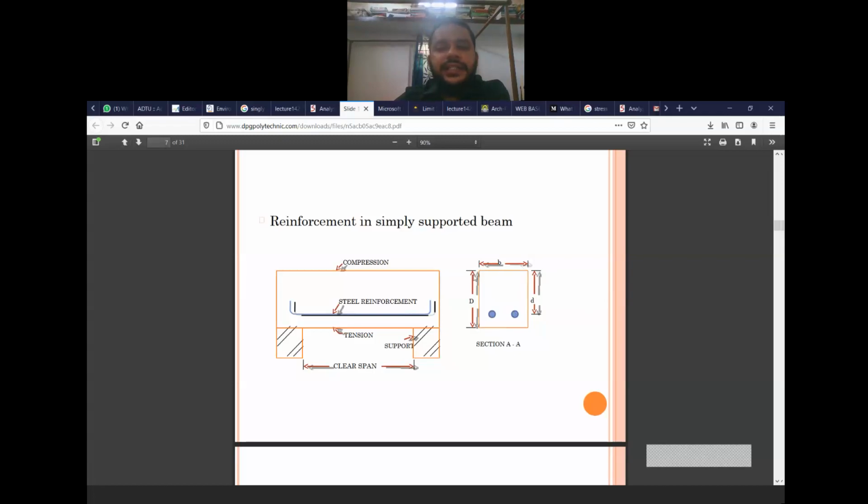Yes, capital D is the total depth, that means the overall depth from the top to the bottom. Capital D means your overall depth from the top to the bottom. But what is this small d? Can anyone guess what is this small d?